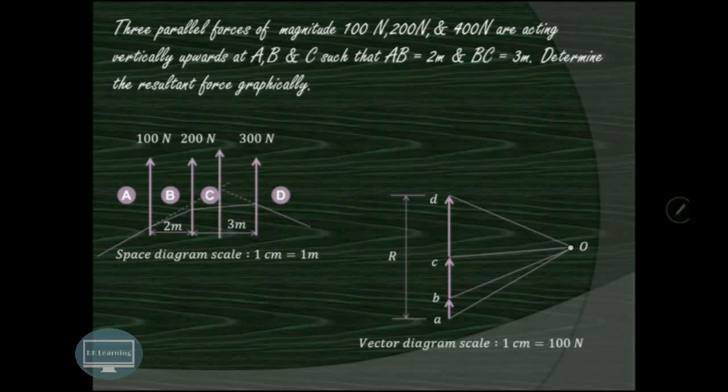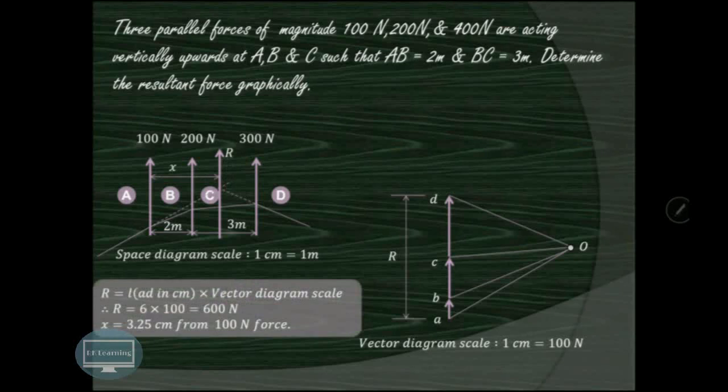So that is our resultant R. So R will pass through that particular point. You can measure the distance of R from 100 Newton force, and then R is given by, in magnitude it will be nothing but the starting point, as we have seen, A to D. So that distance is 6, and multiply by the scale, vector diagram scale, that is 100 Newton. So 6 into 100, so that is 600 Newton.